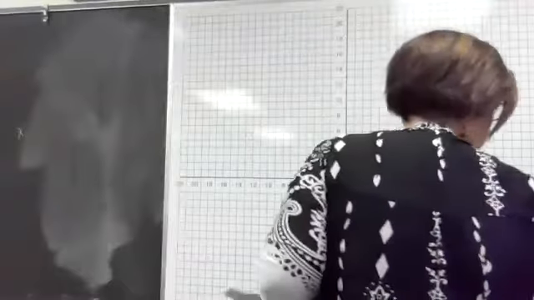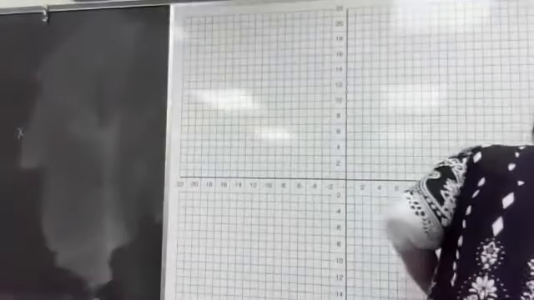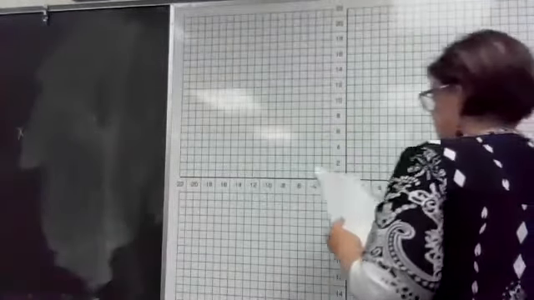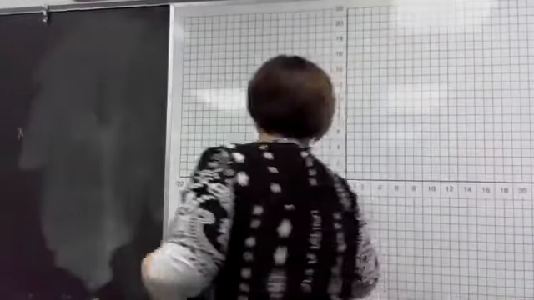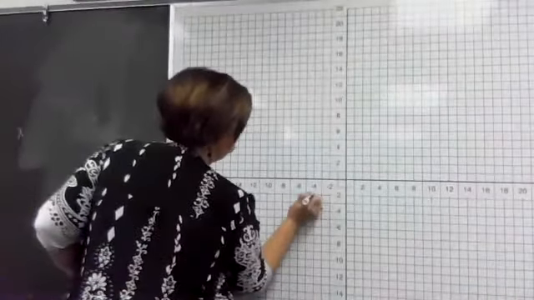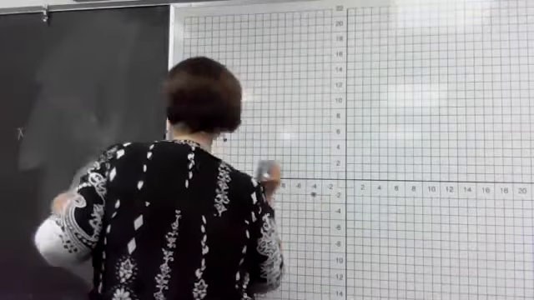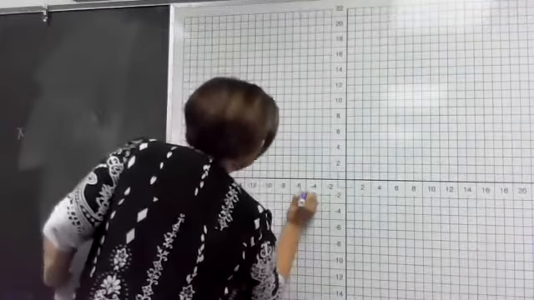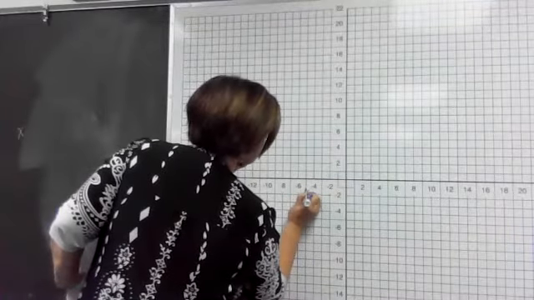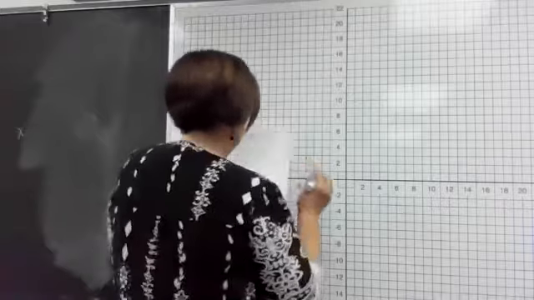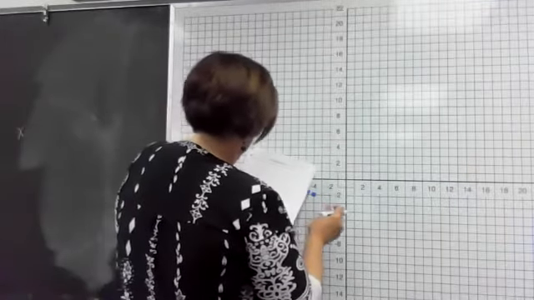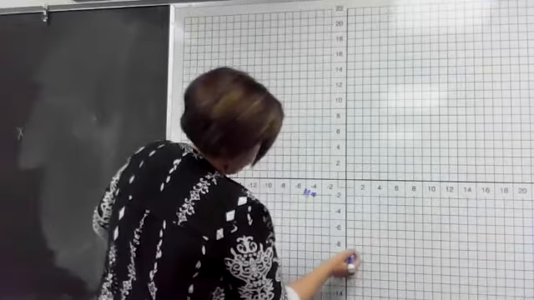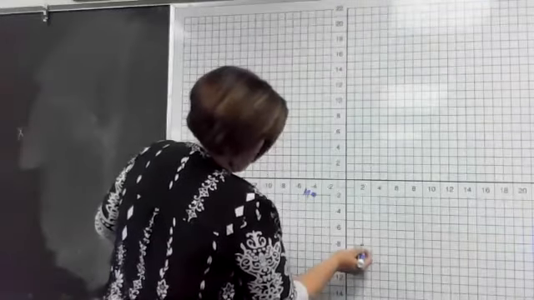So I've got to put together all of my markers again. Okay. MN. This is M, and N is right here.